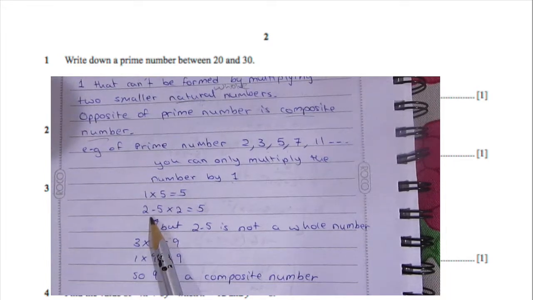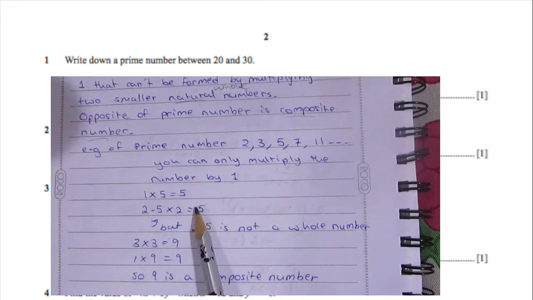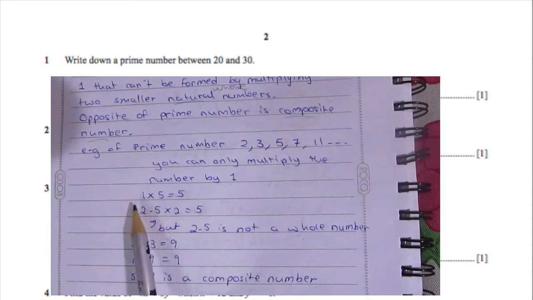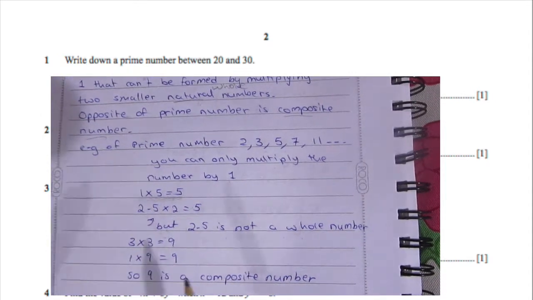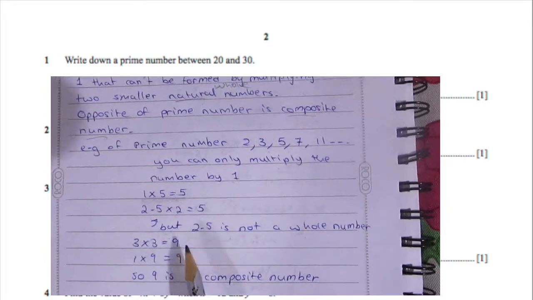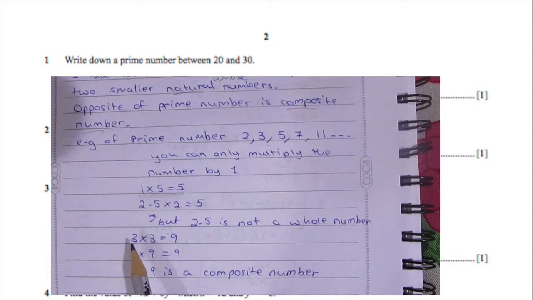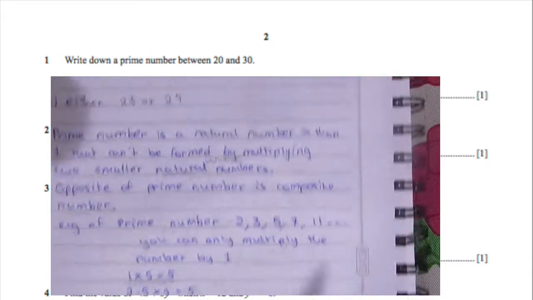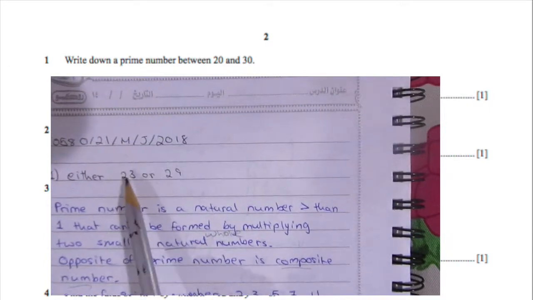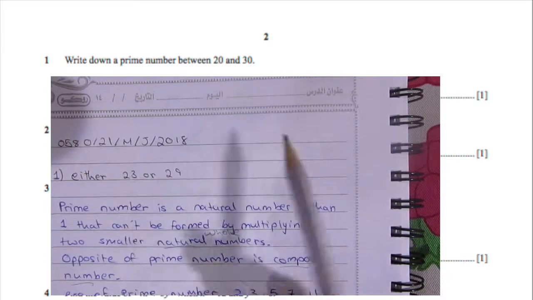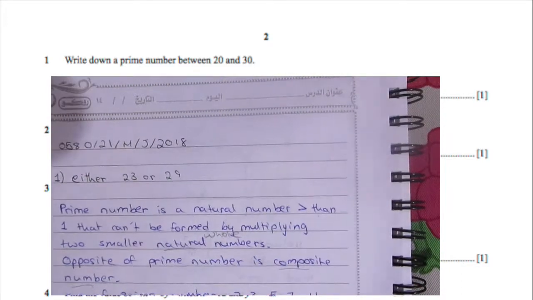Another way of getting 5 is 2.5 times 2, but you see 2.5 is a decimal, it's not a whole number. So that's why 5 is considered a prime number. Now if you take the number 9 for example, it can be multiplied by 1 and you can have 3 times 3 to give you 9. So the number 9 is a composite number. If you placed it on your calculator, you'll realize that 23 and 29 are the only prime numbers, and you can only get them by multiplying themselves by 1.